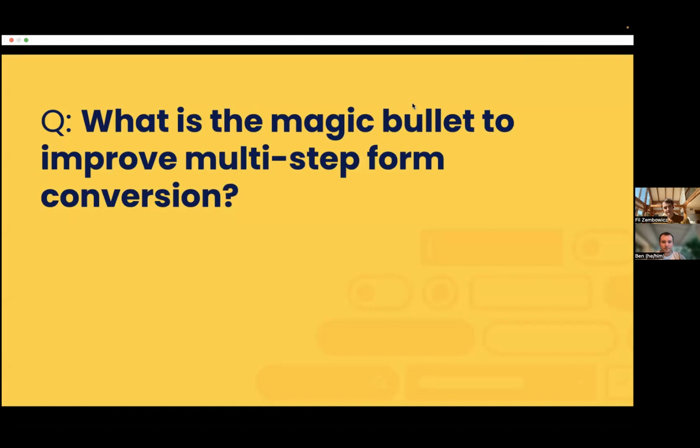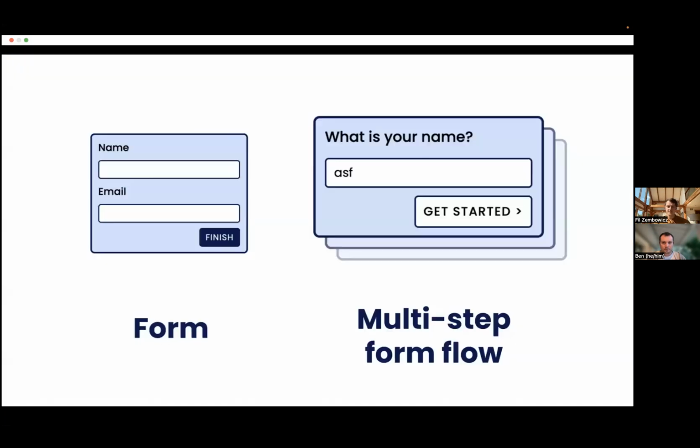So the first question, this is a question we get a lot, is: what is the magic bullet to improve my multi-step form conversion? You may be a healthcare company trying to sign up patients. You may be a mortgage company trying to get pre-approvals. And everyone at the end of the day wants conversion, wants customers to get through to the product or service that you offer. And as a starting point, let's just clarify what we mean by multi-step form flow.